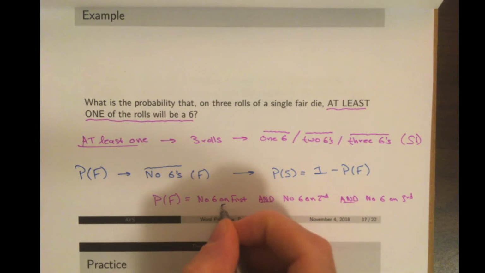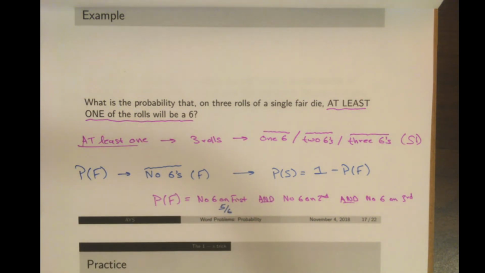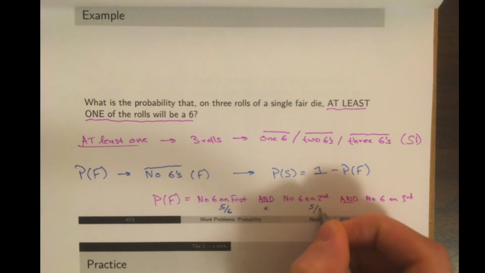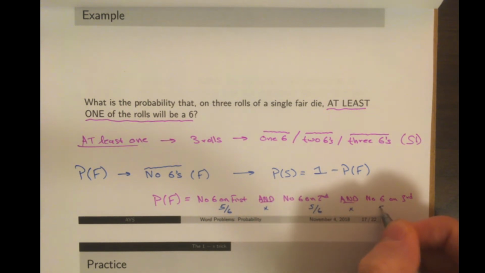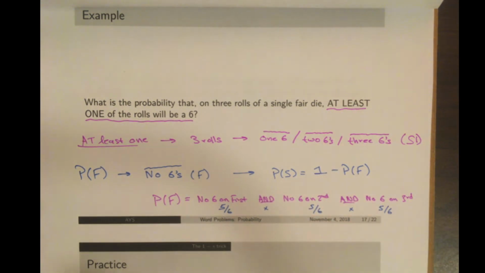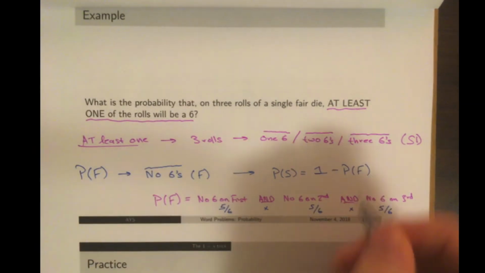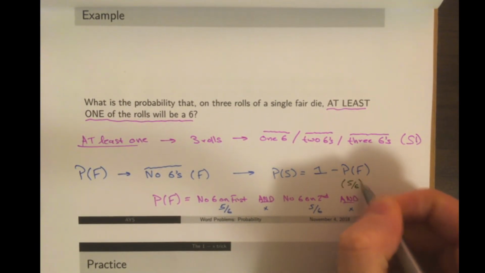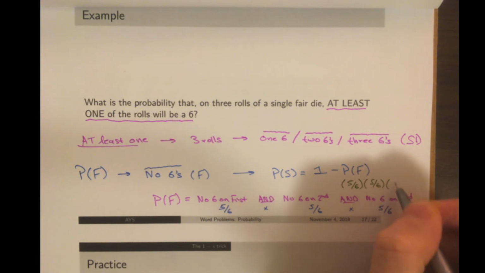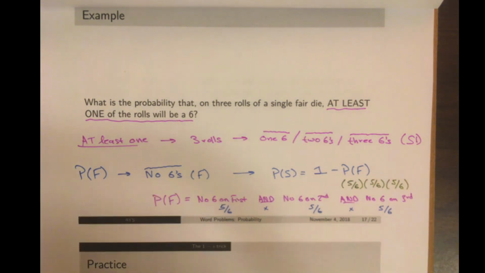So what's the probability that you have no 6 on the first? That's 5 over 6. I can have any of the numbers come up except for 6. I'm okay with 1, 2, 3, 4, 5. And then likewise 5 over 6, and likewise 5 over 6. So the probability of failure right here is equal to 5 over 6 times 5 over 6 times 5 over 6, or 5 over 6 cubed.